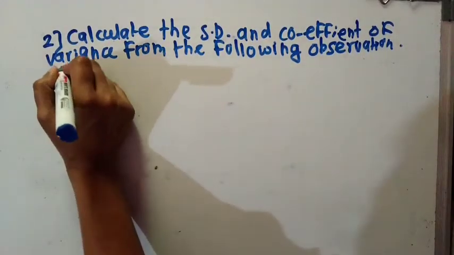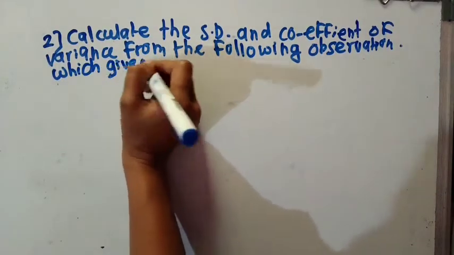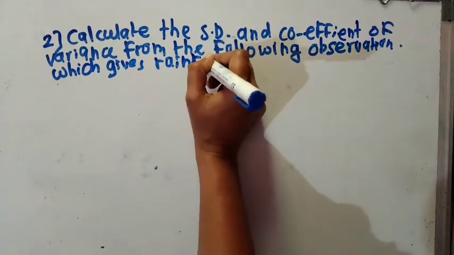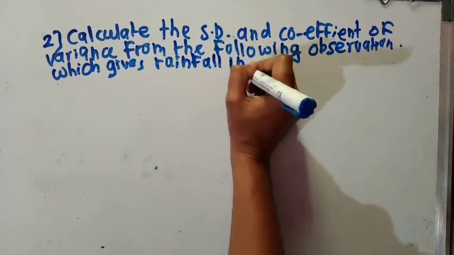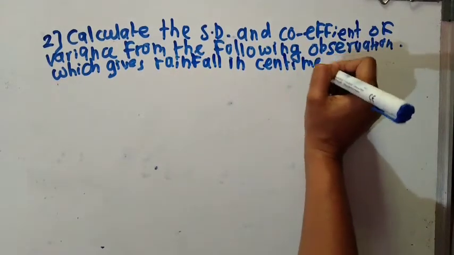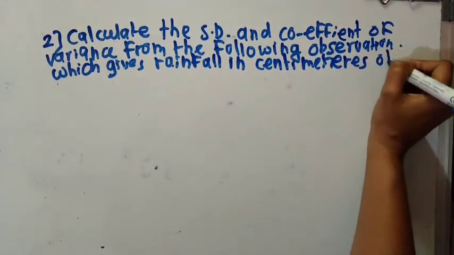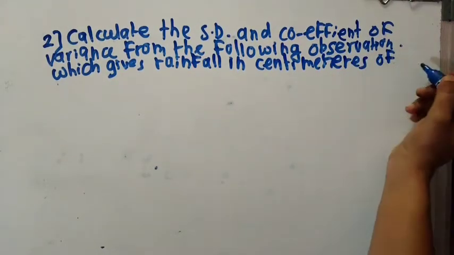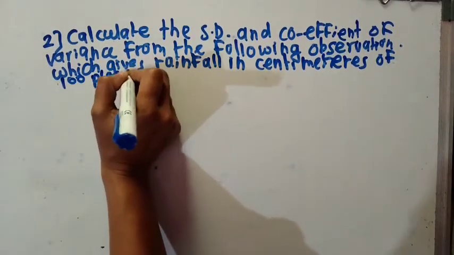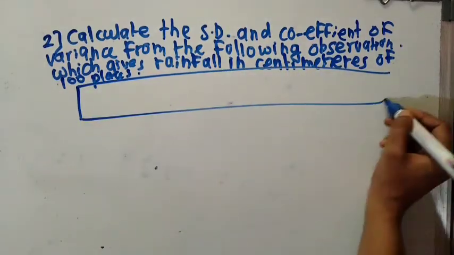Which gives rainfall in centimeters of 100 places. So first draw this chart.